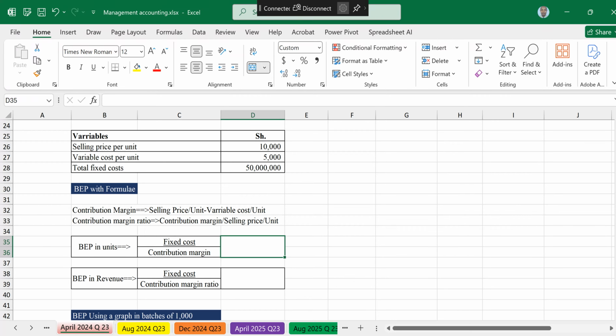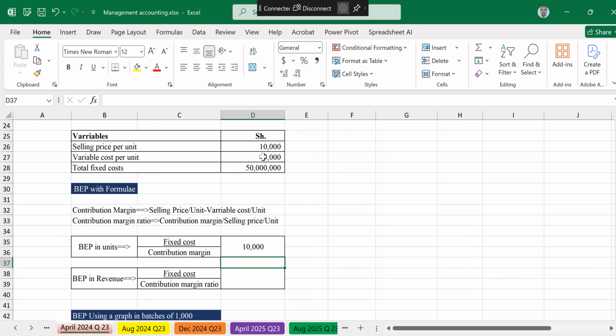Fixed cost over contribution margin. So fixed cost over contribution margin. The answer will be equal sign. Fixed cost is 50,000. Divide that by contribution margin. How do you get contribution margin? Open bracket, click on the selling price per unit, which is 10,000. Then deduct the variable cost per unit, which is 5,000. That will give you the contribution, whatever is in the bracket, close bracket. The answer is 10,000.